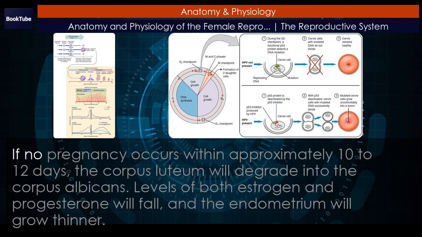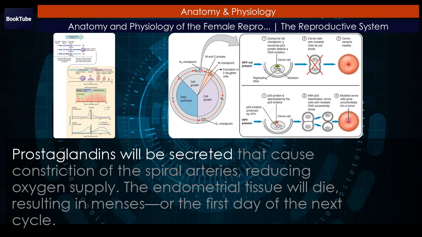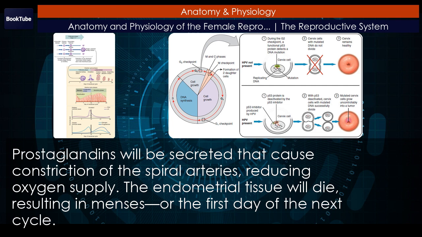If no pregnancy occurs within approximately 10 to 12 days, the corpus luteum will degrade into the corpus albicans. Levels of both estrogen and progesterone will fall, and the endometrium will grow thinner. Prostaglandins will be secreted that cause constriction of the spiral arteries, reducing oxygen supply. The endometrial tissue will die, resulting in menses, or the first day of the next cycle.